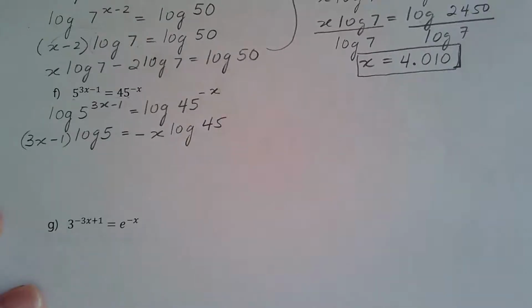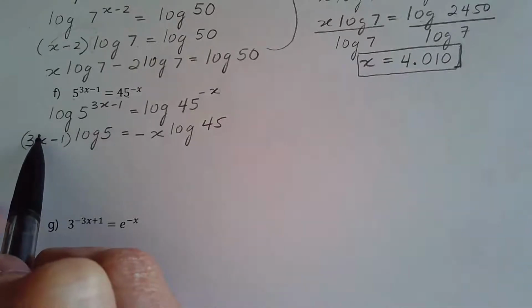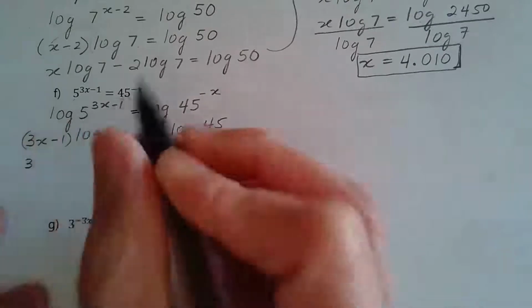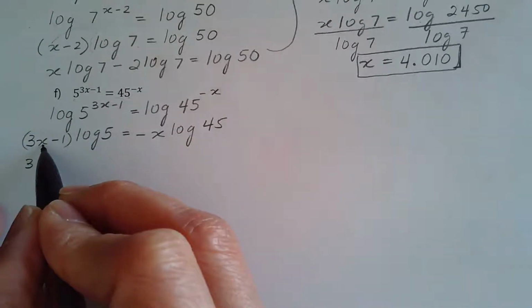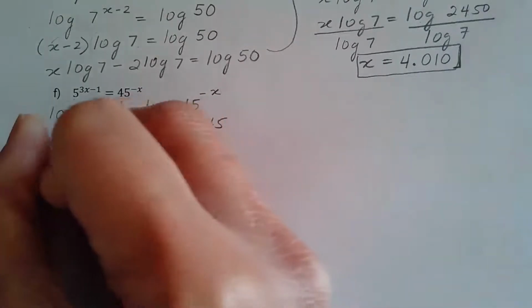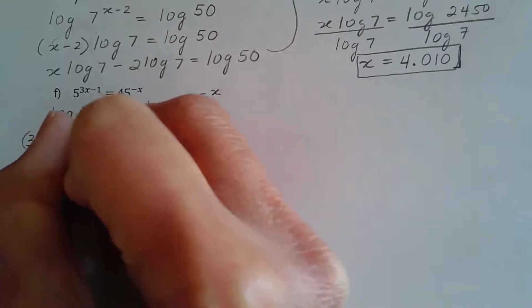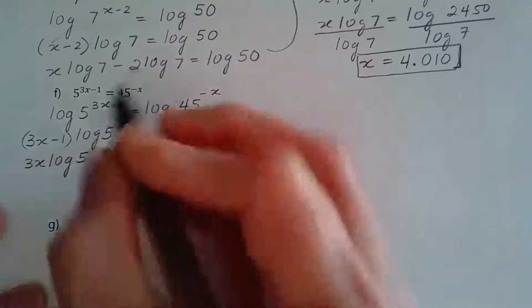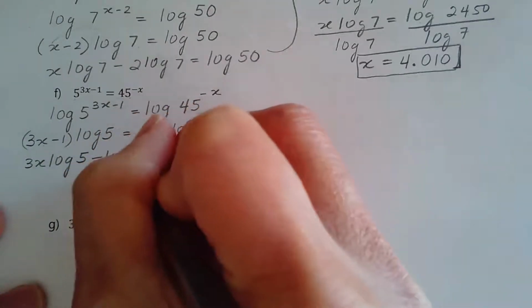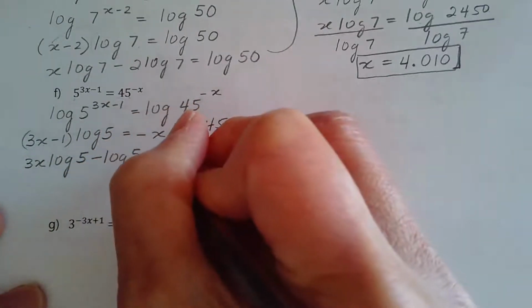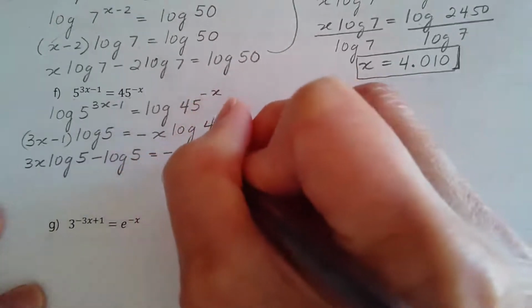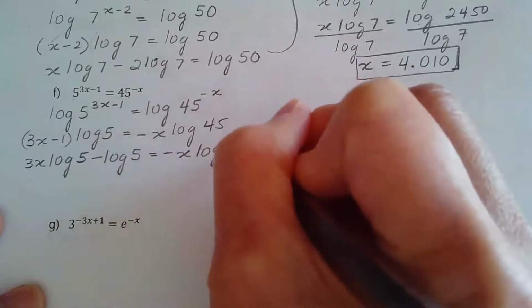You're probably thinking of what our next step is. Okay, our next step is to multiply this in. So this becomes 3x times log of 5. And then this one here is negative log 5 equals negative x log 45.